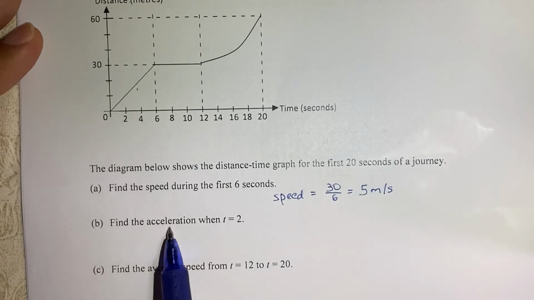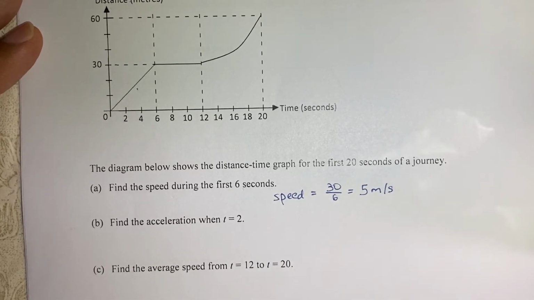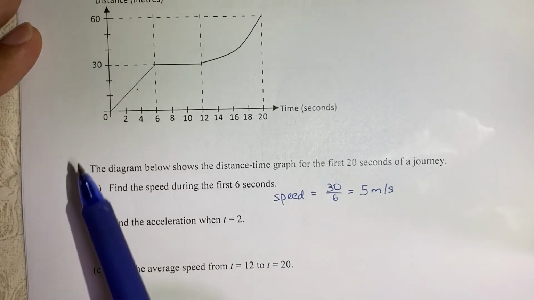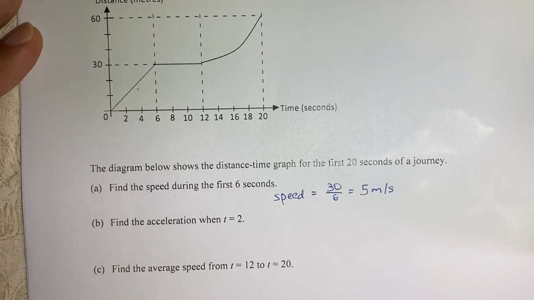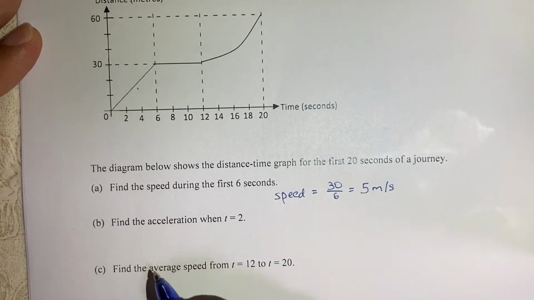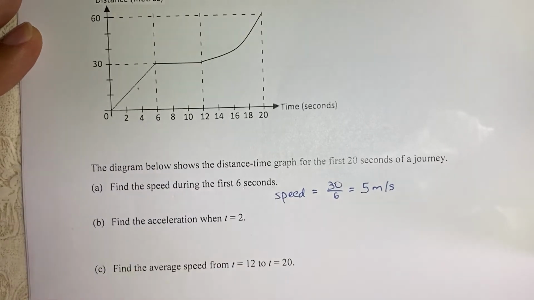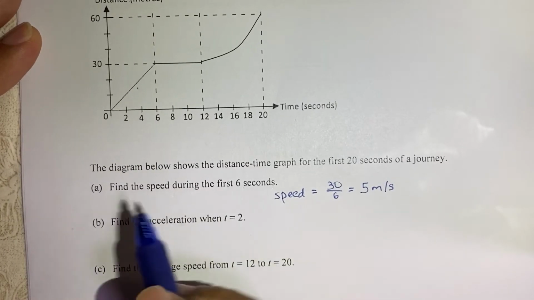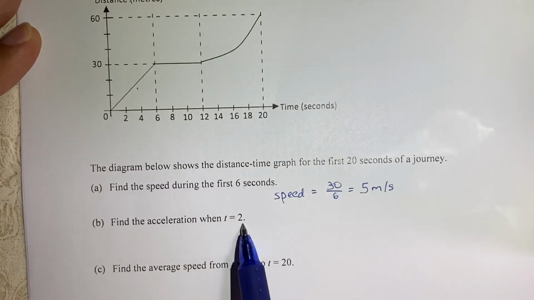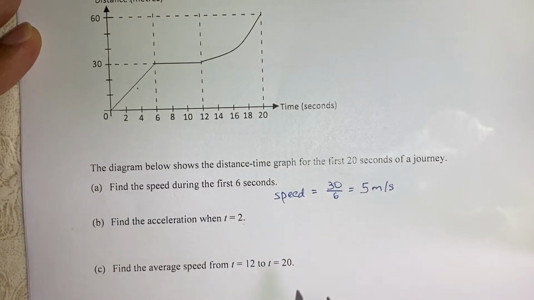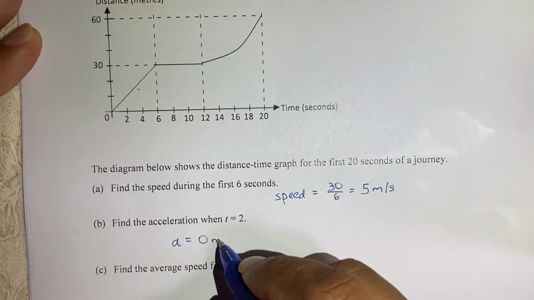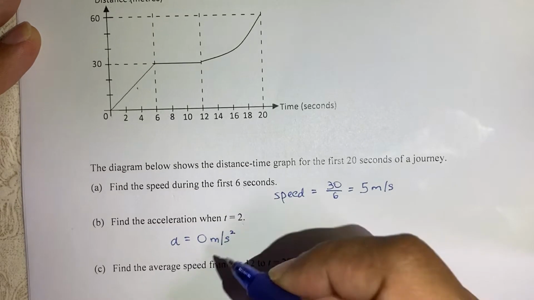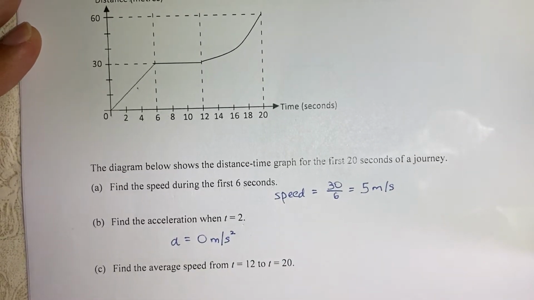Now, what is the acceleration when time is 2? The answer is pretty obvious because the speed for the first 6 seconds is constant at 5 meters per second. So whenever the speed is constant, the acceleration between 0 to 6 will be 0. So anytime between 0 to 6, it can be 2, it can be 3, and so on. So here, you put a equals 0 meters per second squared. The speed doesn't change.